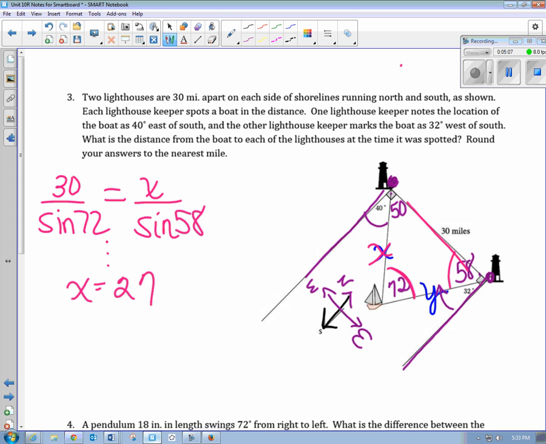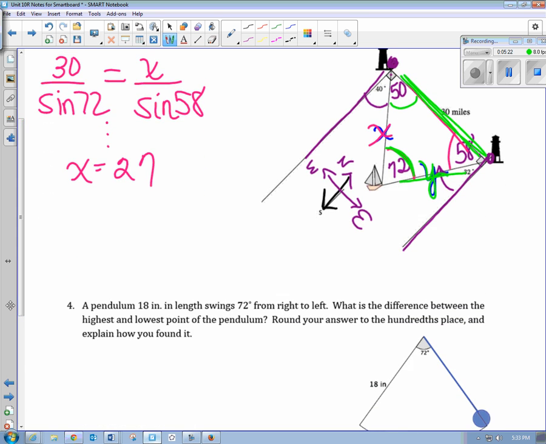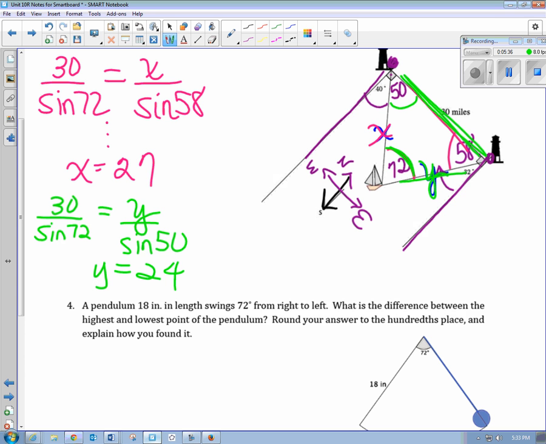And then I'm going to solve for y. This side y happens to be across from the 50-degree angle. I still have this relationship, the side and the angle across from each other. So I can say, again, that I have 30 over sine 72 equal to y over the sine of 50. Cross multiply and solve, and I end up getting that y is 24. Those are rounded to the nearest mile. So I was able to find both of those measurements.